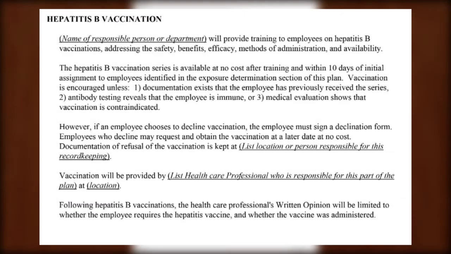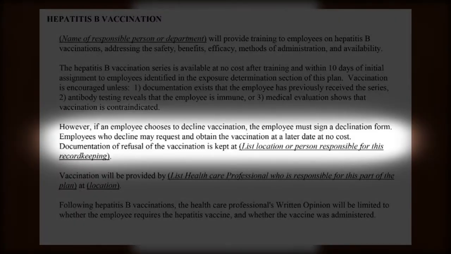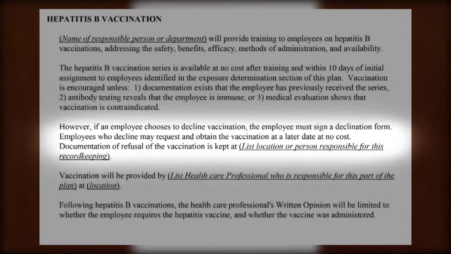When an employee declines a vaccination, they need to sign a form called the Declination Statement, which is attached at the end of this document. You can also download a sample declination statement from the Oregon OSHA website. You also need to identify who is going to keep those forms and where they're going to be kept.